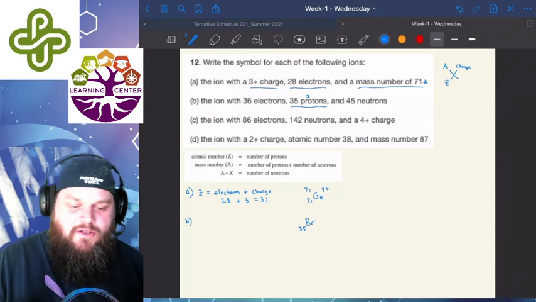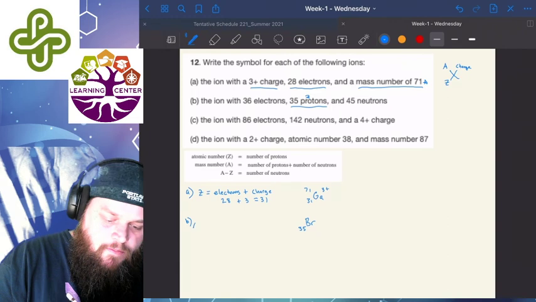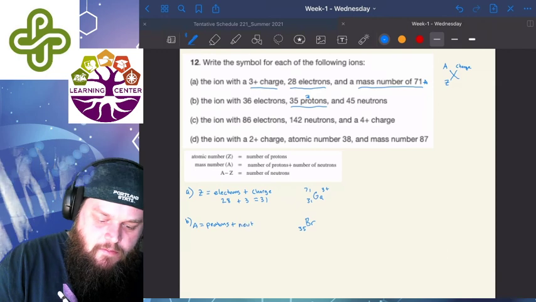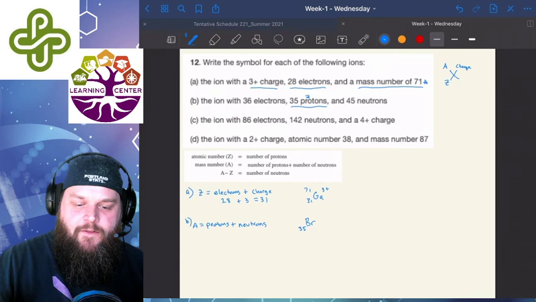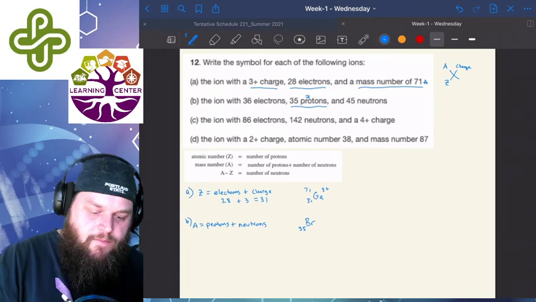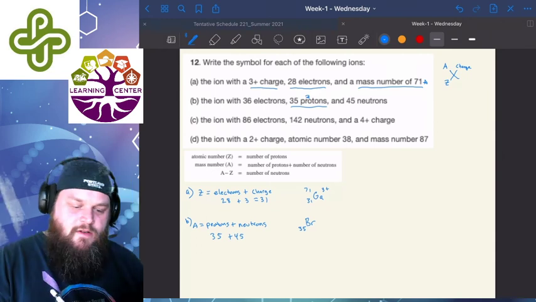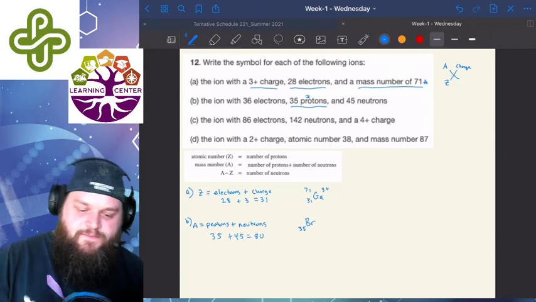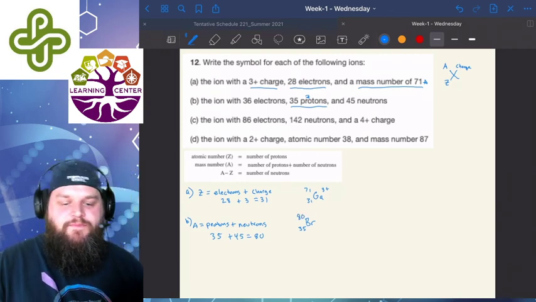I don't know the charge, and I don't know the mass number just yet, but I know that mass number A needs to equal the protons plus the neutrons. So we know it's 35 plus 45, which, if my math is correct in my head, it might not be, is 80. So I'm going to write 80 up on the top for A.